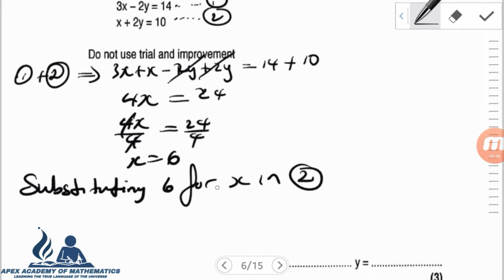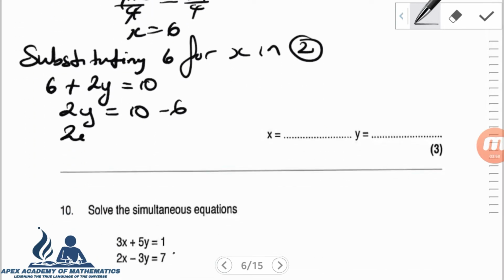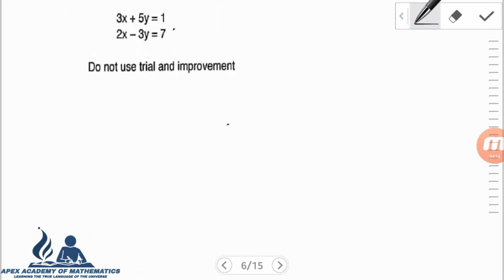So what I have here is that x is 6, so this becomes 6 plus 2y equal to 10. Subtracting 6 from both sides, that's 0 here, and so we have 2y equal to 4, and of course y is equal to 4 over 2, y is equal to 2. So x is equal to 6 and y is equal to 2. Guys, I hope you got that one perfectly correct.